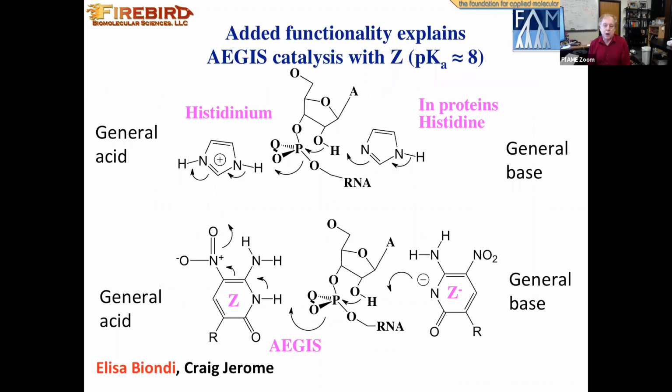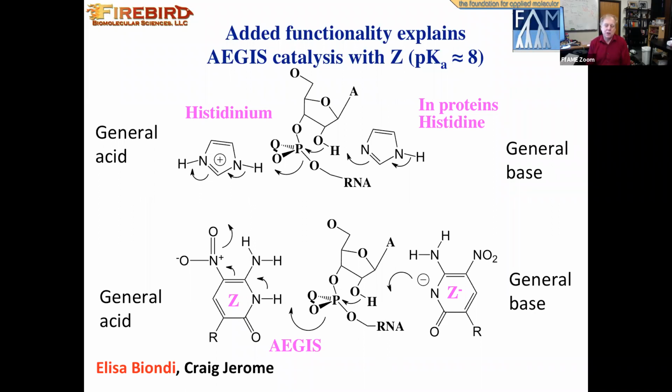But there's a good reason why Z might be important. I mean, in proteins, imidazole from histidine acts as a general acid and general base here in the cleavage of RNA. This is the mechanism for ribonuclease A, where you use 2 histidines. One is a proton donor, one is a proton acceptor.